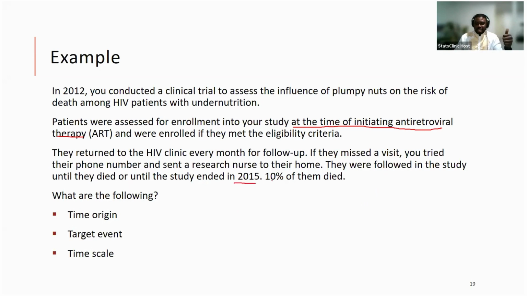At the end of that study, 10% of them had died. This is the usual mortality rate in HIV patients. About 10% of HIV patients die every year. Okay. Now, who can tell us the time origin in this study? Anyone who hasn't spoken today since we came back from the break?